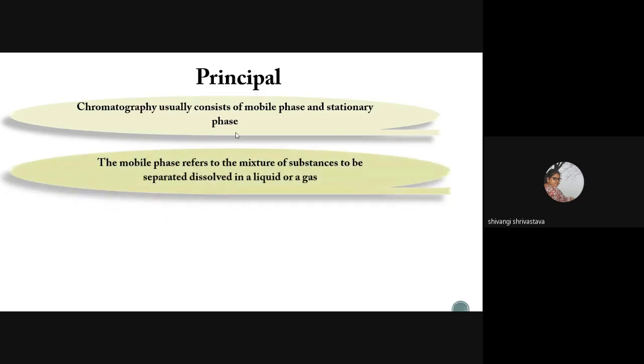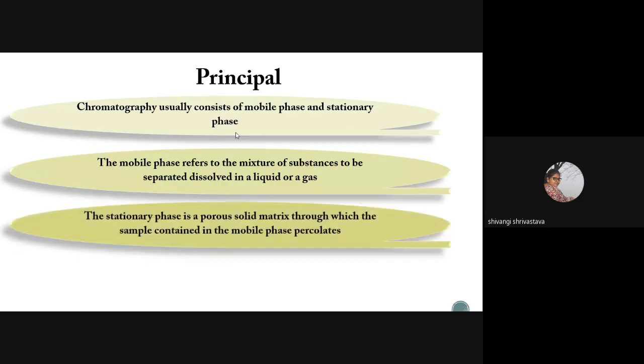So what is the mobile phase? Mobile phase refers to the mixture of substances to be separated, dissolved in a liquid or gas. Your mobile phase can be liquid or can be gas. So your mixture that you want to isolate or that you want to purify will be dissolved in the mobile phase.